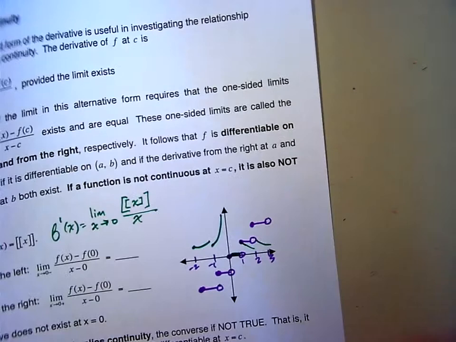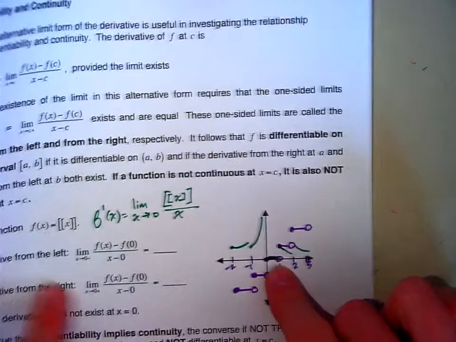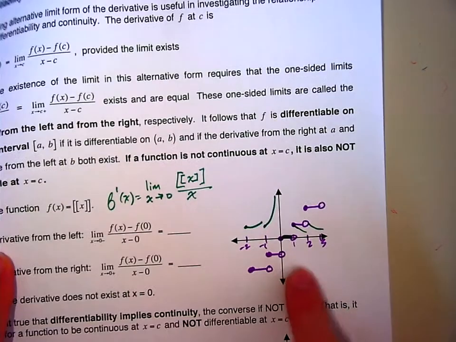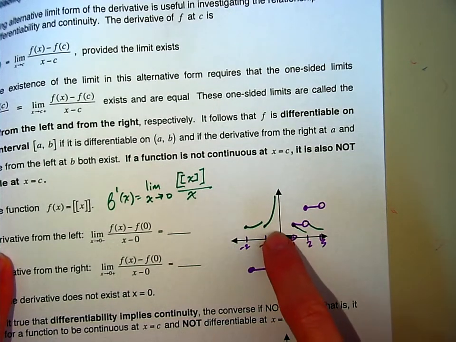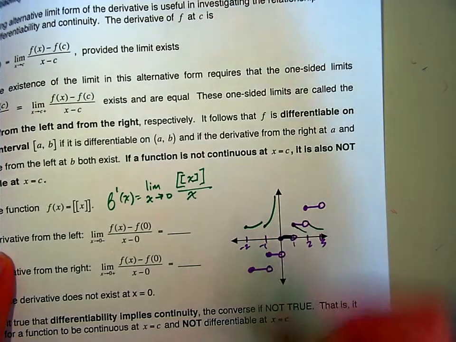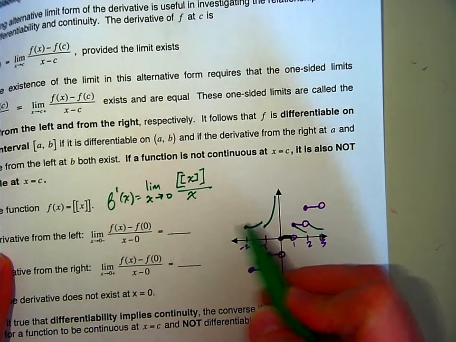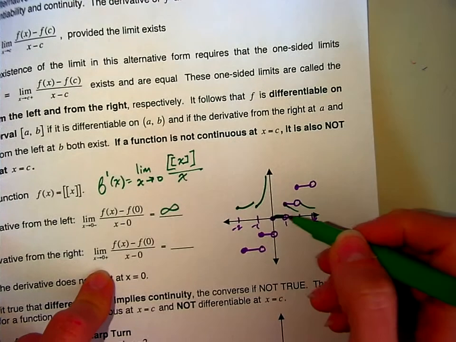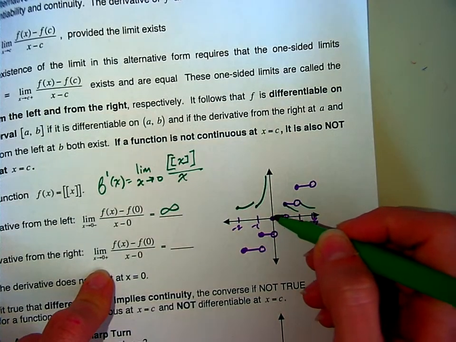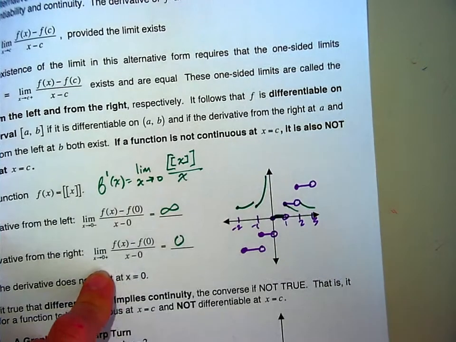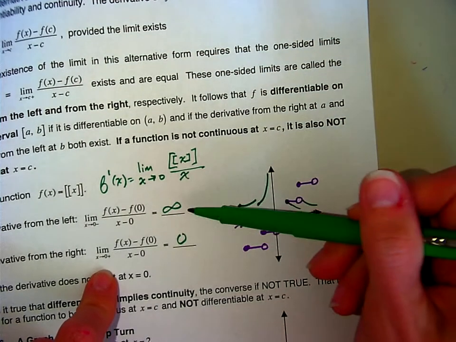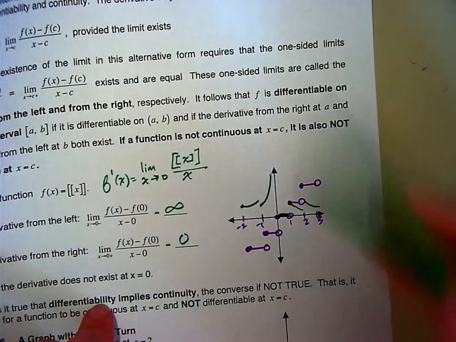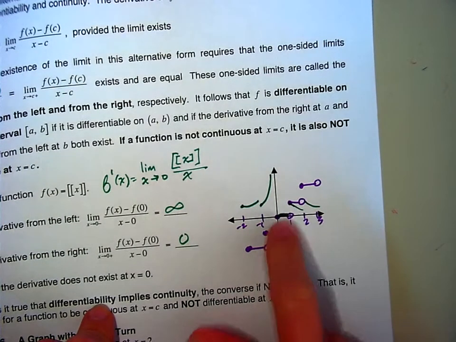Okay, now we want to take a look at what is happening at 0. So from the left hand side, as we look at our graph, this starts increasing without bounds. So to symbolize that, we're going to go ahead and put infinity. From the right hand side, though, you'll notice it's always 0, so it looks like it's going to be 0. As a result, the left hand limit and the right hand limit are not the same, and therefore the derivative does not exist at 0.